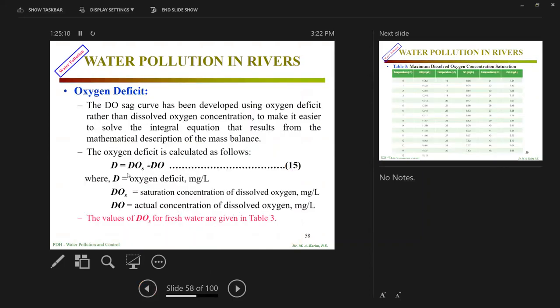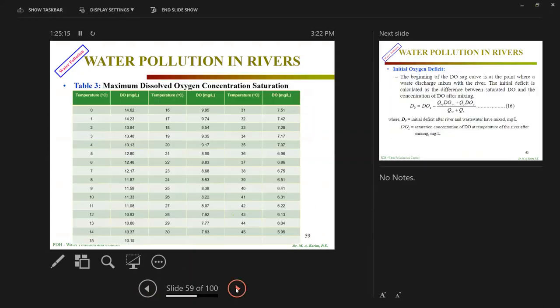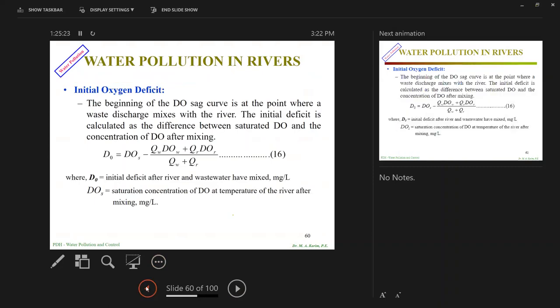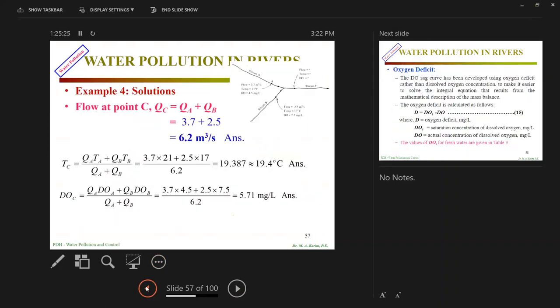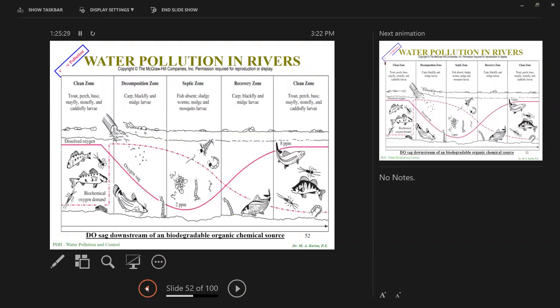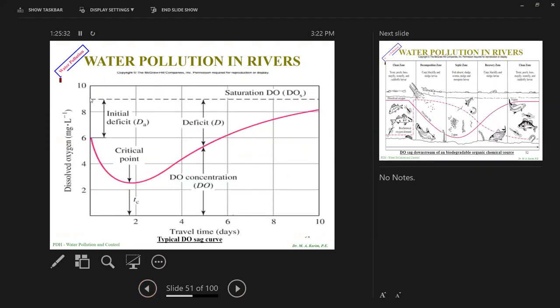So why is the DOS a constant? DOS would be a little bit of a constant in here. Now, if it is a constant, then I can say the initial deficit. If I go back to one of the figures that I showed before, which we have over here, the initial deficit that we show over here is this. So whatever the saturation level, whatever the initial we have, would be the initial deficit.